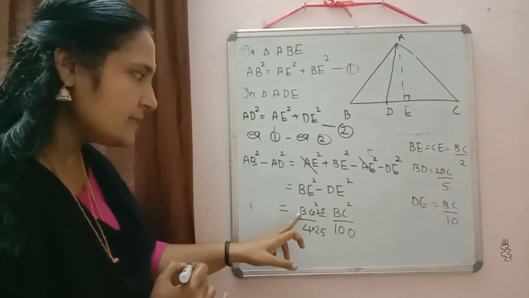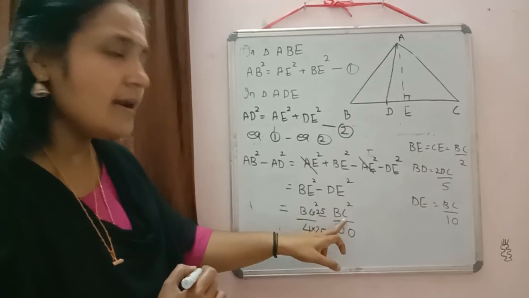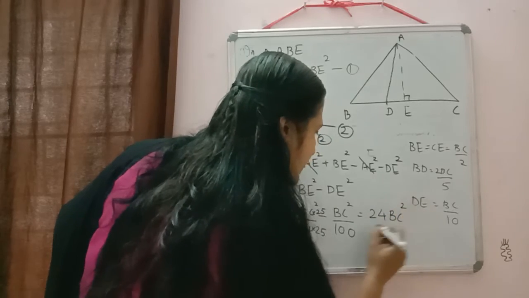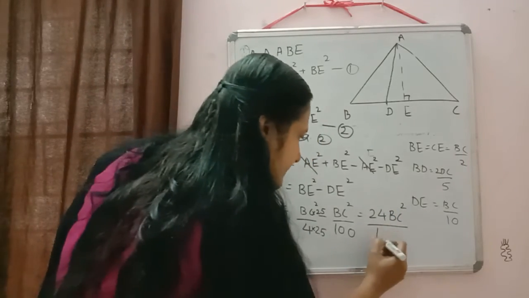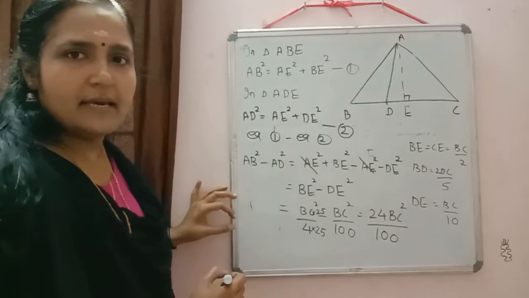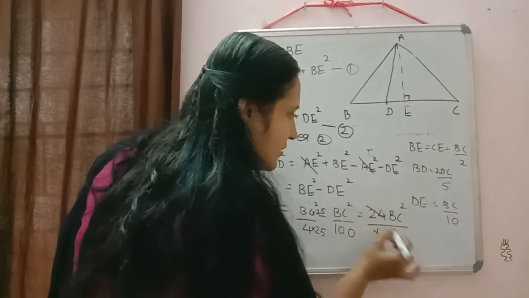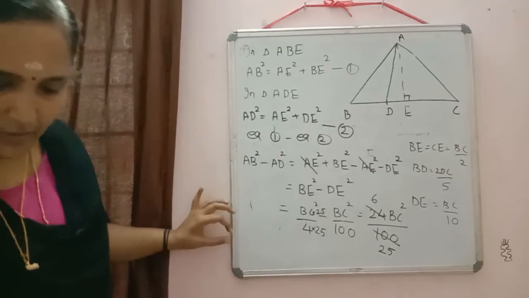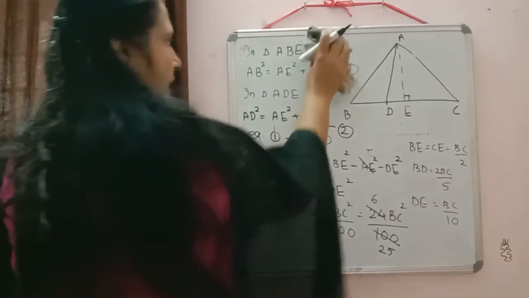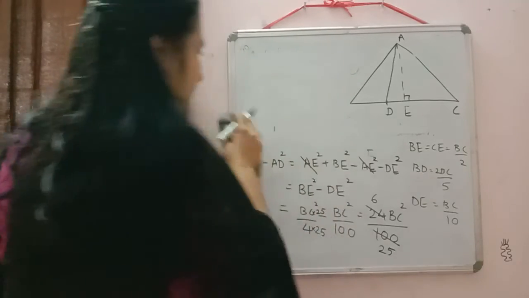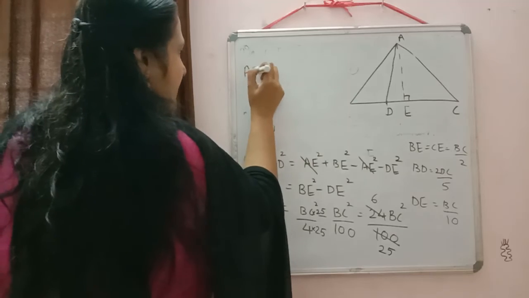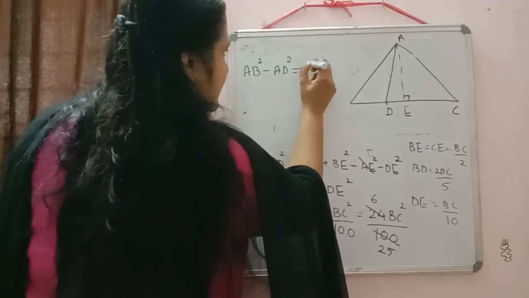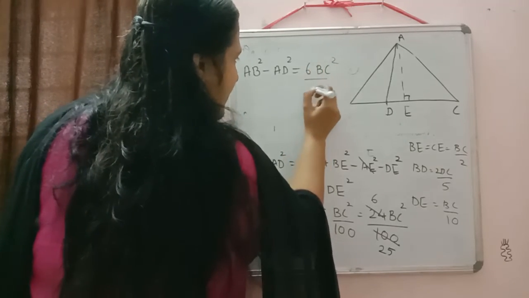Then numerator is 25 BC square minus BC square. So that will be equal to 24 BC square by 100. 24 and 100 we can cancel. Then here it will be equal to 6 BC square by 25, since 4 6s are 24 and 4 25s are 100. So what we got at present? AB square minus AD square is equal to 6 BC square by 25.